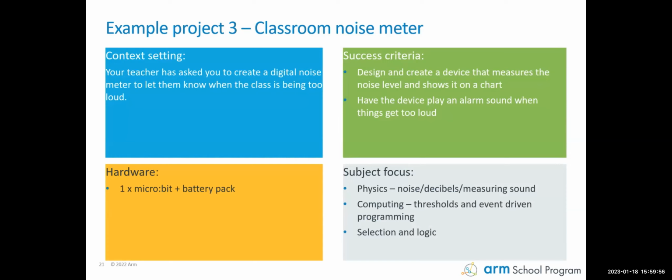So the context here is your teacher has asked you to create a digital noise meter to let them know when the class is being too loud. This is quite generic, but you could add in something like, the teacher is hard of hearing and so they don't know when the students are getting too loud, or maybe this could be used when the teacher's out of the room or something like that.